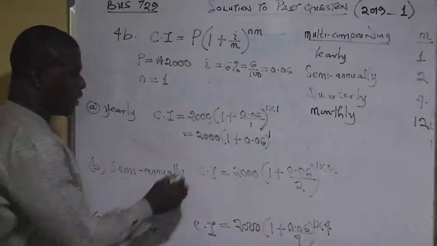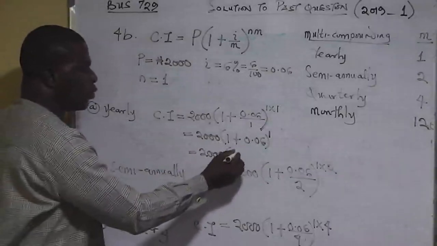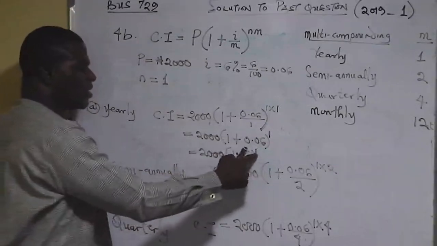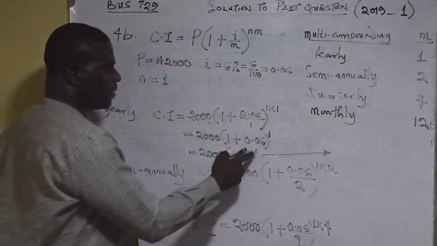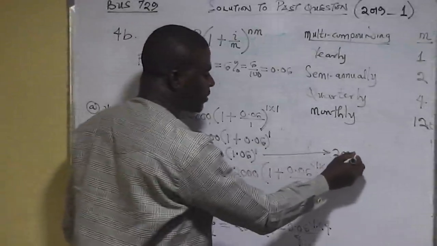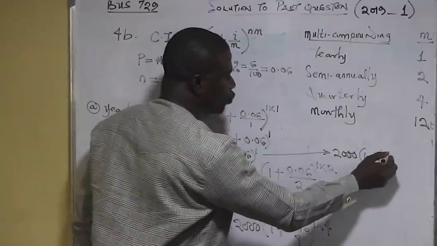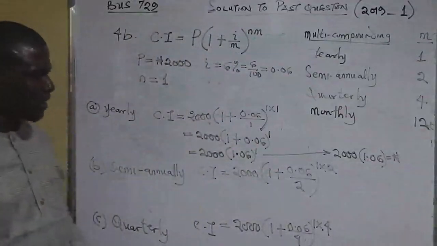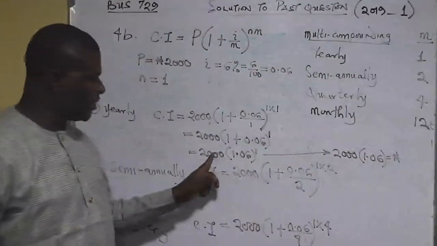Now, if we want to solve this further, we are going to have 2000 into, if you add this together, 1.06 raised to power 1. 1 plus this is 1.06 raised to power 1. So 1.06 raised to power 1 will still give you 1.06. So 2000 into bracket 1.06. So 2000 times 1.06, what would that give us if we press our calculator? See what I have done. 1.06 raised to power 1 is still 1.06. Then this 2000 is still there.